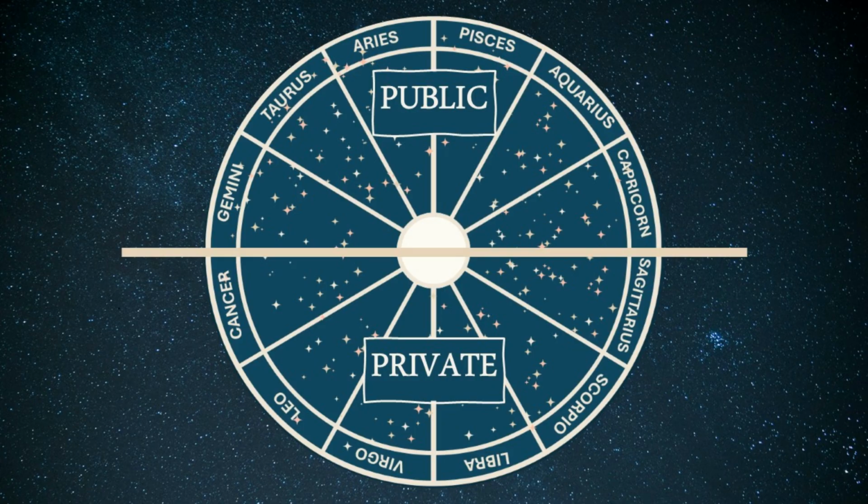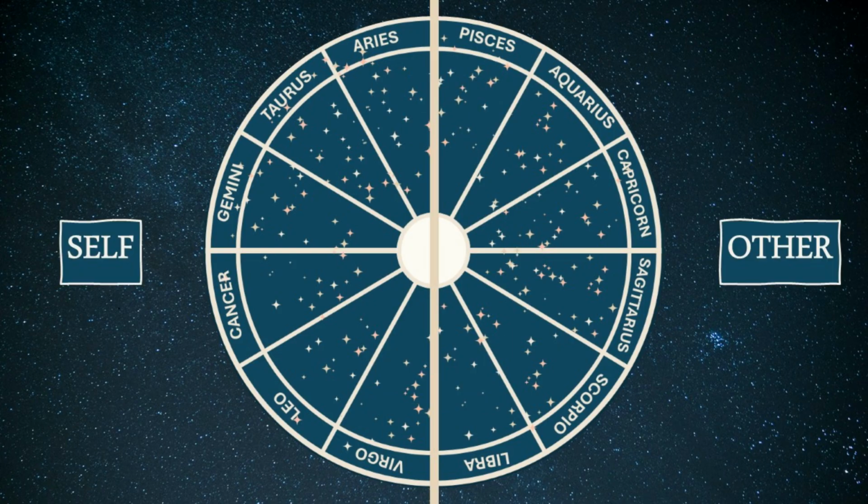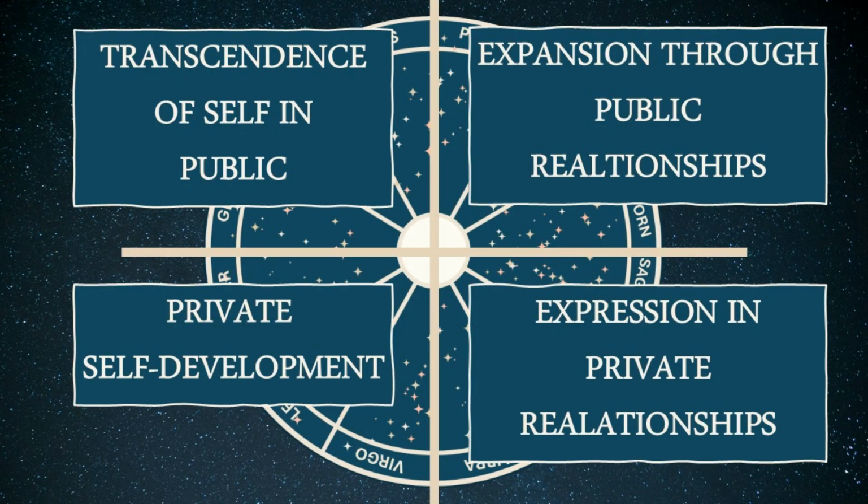First up, the houses can be grouped into personal and collective, or private and public houses, with the first to sixth house on the bottom of a chart being personal and the other six houses on the top of a chart being collective. Often, the houses on the left side, houses 1 to 3 as well as 10 to 12, are considered houses of the self, and the houses on the right side, houses 4 to 9, are considered relationship houses. Following this logic, the houses can also be divided into four quadrants.